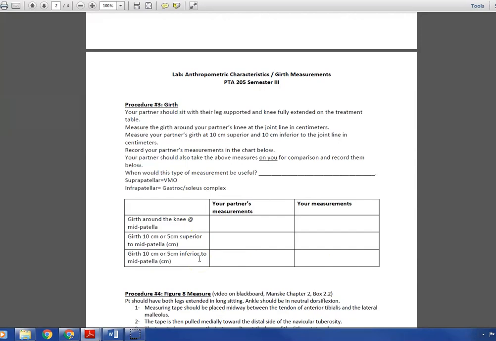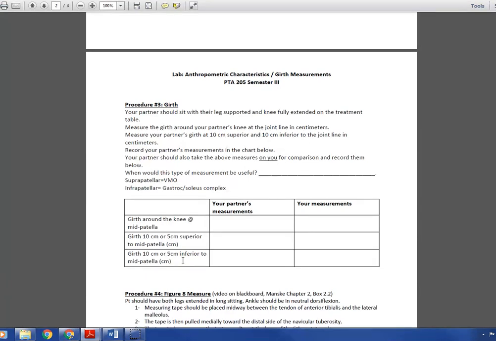Okay. So we're going to start measuring at the knee. We're going to measure at the mid-patella, or you can measure at the joint line. In the video, it discusses how to find the midpoint of the patella. You're going to palpate the inferior pole and the superior pole and start at that midpoint. You're going to record that value. You can also measure 5 or 10 centimeters superior to the midpoint of the patella as well, and record those values. And then you can record girth measurements 10 or 5 centimeters inferior to the midpoint of the patella.